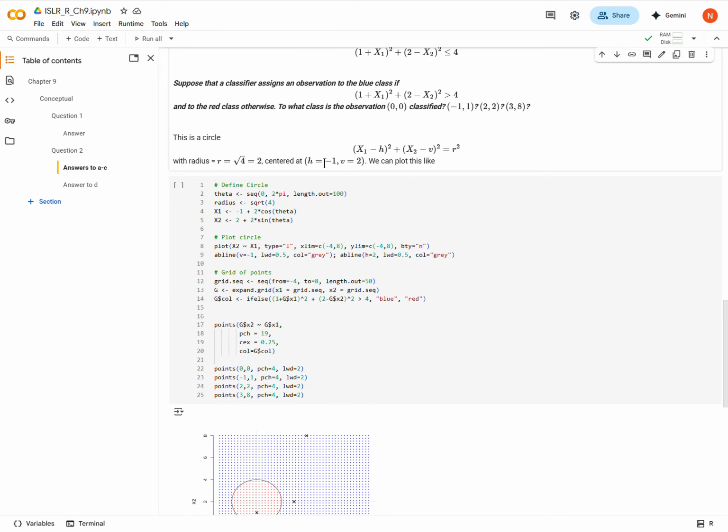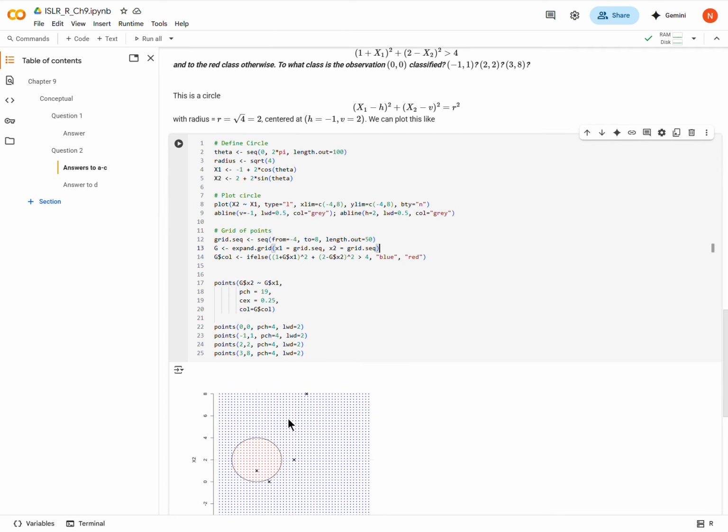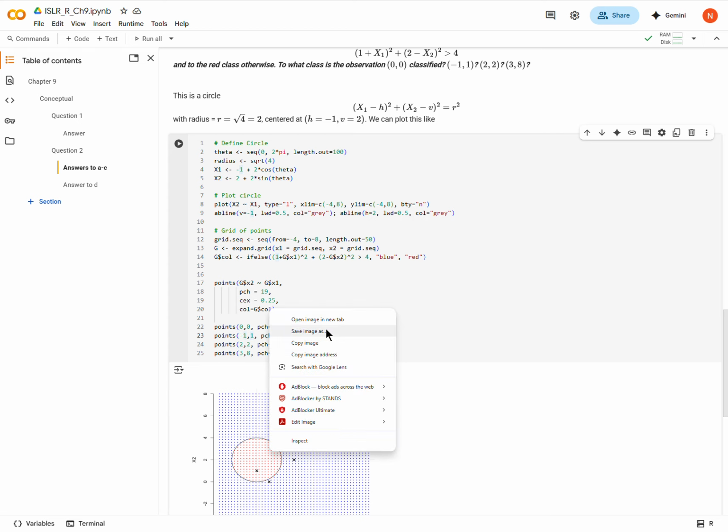So all we're going to do is draw a circle. And there are a lot of ways that you can draw a circle. So you can look at the way that I've done it, or you can find your own way of doing it. But we're going to draw that circle, which I've done down here. We'll zoom in in a second. And then I've added a set of grid points where, if we're on the outside of the circle, we're blue. If we're on the inside of the circle, we're red. And then we look at specific points here: (0, 0), (-1, 1), (2, 2), (3, 8). So let me zoom in here.